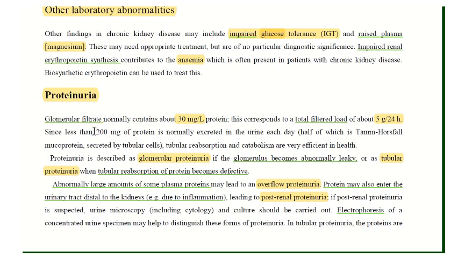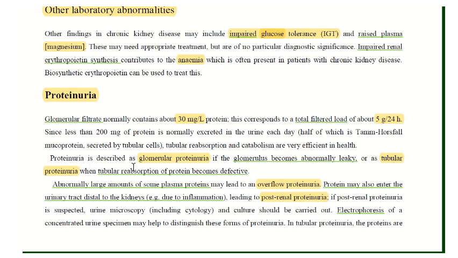Since less than 200 milligram of protein is normally excreted in the urine each day, half of which is Tamm-Horsfall mucoprotein. هذا الميوكوبروتين secreted by tubular cells. Tubular reabsorption and catabolism are very efficient in health.